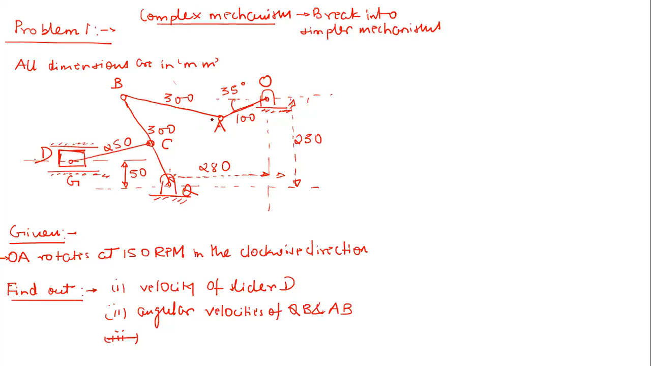The first one is OABQ, and the second mechanism is DCQ. For now, we are just assuming that these two are separate mechanisms, although they are a part of a larger configuration. They are part of this entire mechanism, but for some time, just to make our problem easier to solve, we are assuming that these two are separate mechanisms.